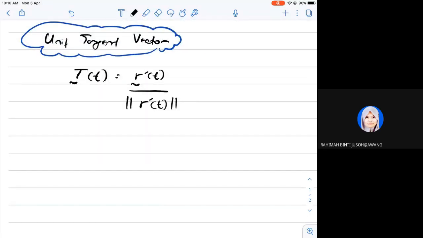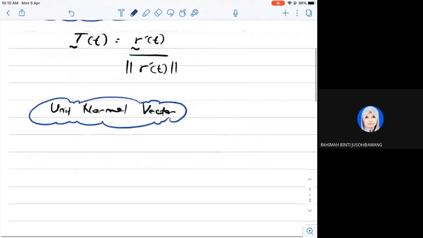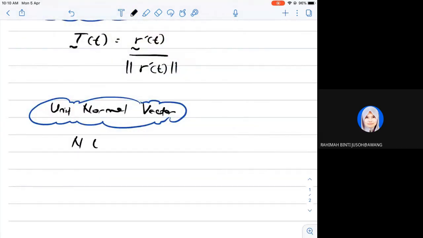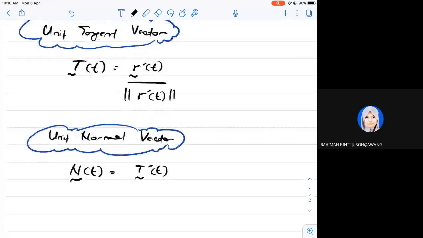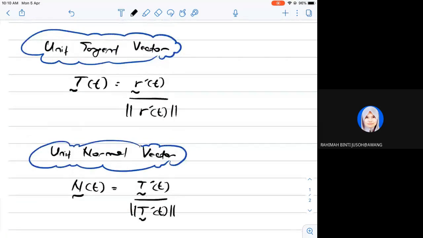And then we also have unit normal vector. We have N of T. Okay, so we will have T prime T. So this means you have to differentiate your unit tangent vector that we got above, divided by the magnitude of T prime T. Okay, so before you can calculate your unit normal vector, by hook or by crook, you have to calculate your unit tangent vector first. Find the unit tangent vector first, then you can get the unit normal vector. Okay, that's the flow.